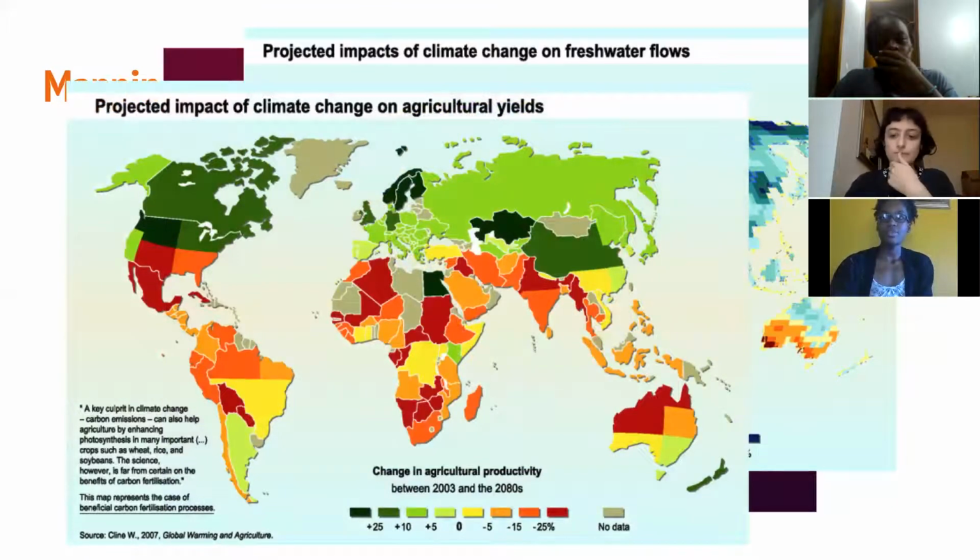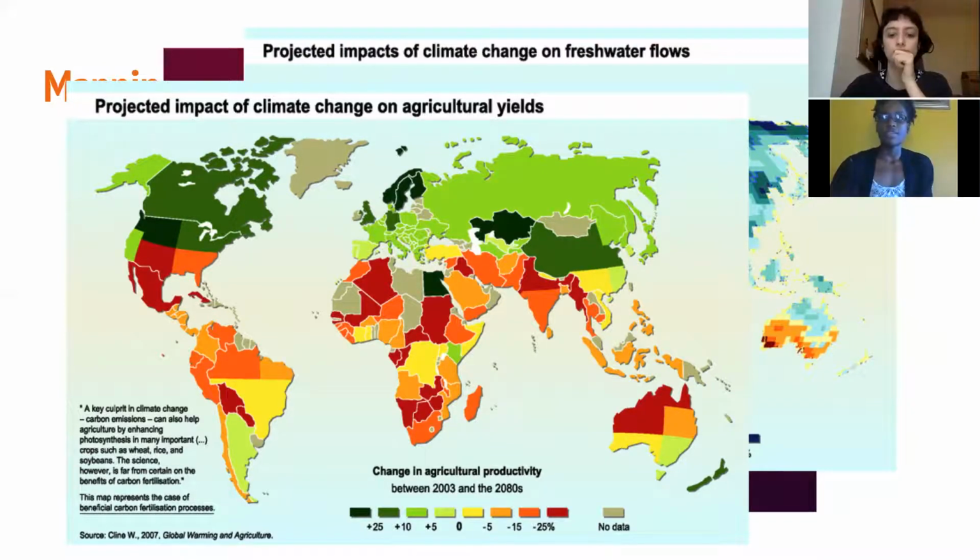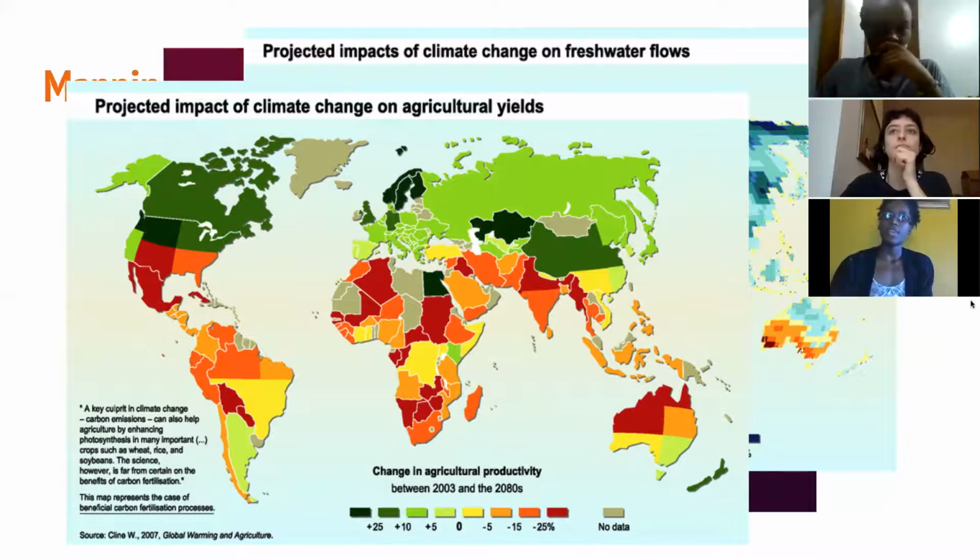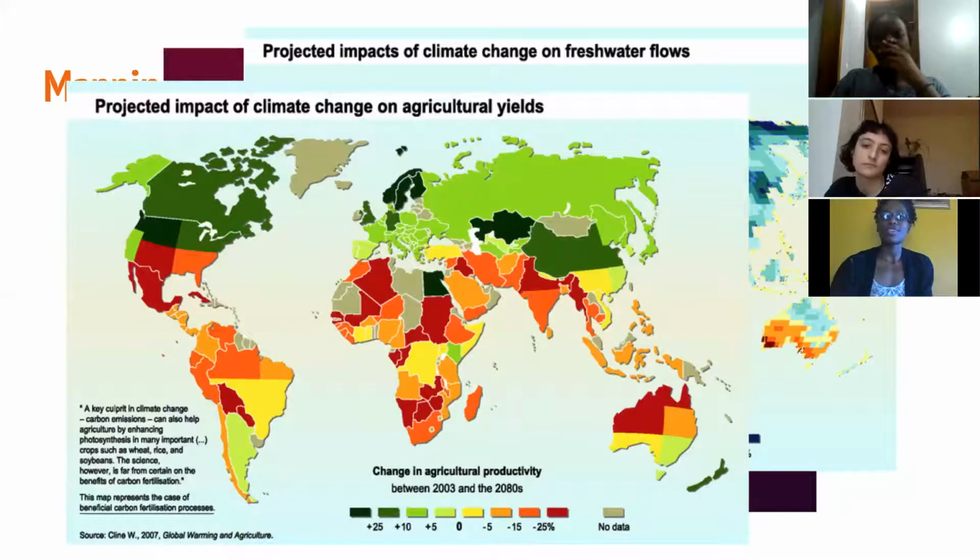This next image shows a general decrease in agricultural yields in much of Africa, South America, Australia, some of the Pacific, Asia Pacific, South Asia, and southern United States and Central America. And this is of particular concern considering that global population is conversely projected to increase.